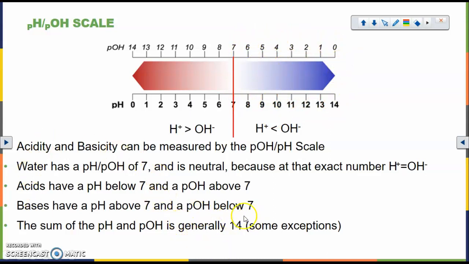So there's going to be generally some exceptions about the number 14, but that's going to be rare, and it depends upon the strengths of acids and bases. But please, please, please understand the relationships between these scales and the amount of hydrogen and hydroxide ions. Okay.